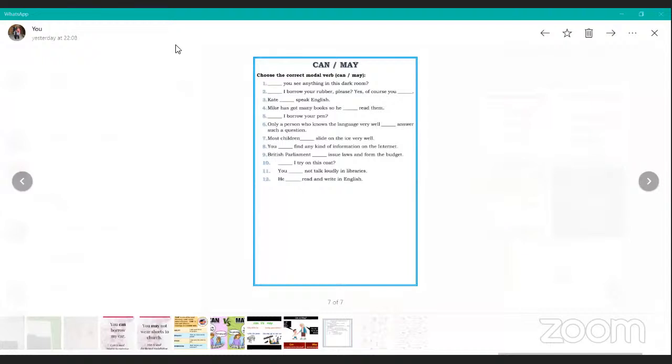When you read something, you have to be very careful about punctuation marks. Now you must understand whether it's a sentence or a question or there is a comma, there is an exclamation mark, right? So you might have done these things in the first term, punctuation marks. Right. Number 11, you blank not talk loudly in libraries. Number 12, he blank read and write in English.